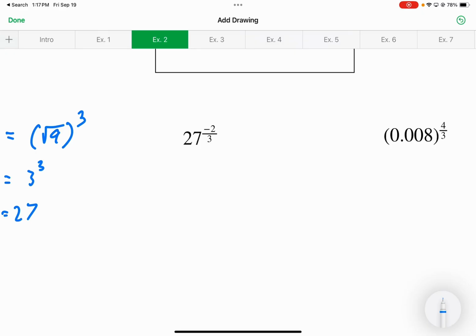Speaking of 27, we have 27 to the negative 2/3. I'm going to deal with the negative exponent straight away, and I'm going to make this 1 over 27 to the 2/3 power. And now you guys tell me, would you want to square 27 first, or would you want to take the cube root of 27 first? I would say cube root. I don't know what 27 squared is. So 1 over the cube root of 27, and then whatever that is, we're going to square it. All right, cube root of 27 gives us 3, squared is 9.